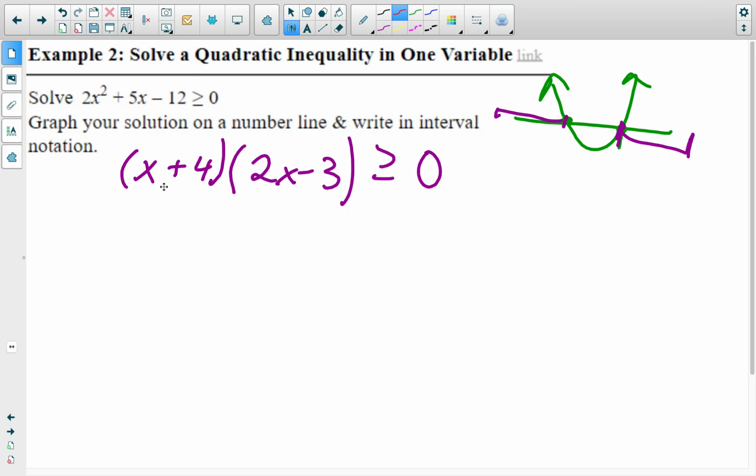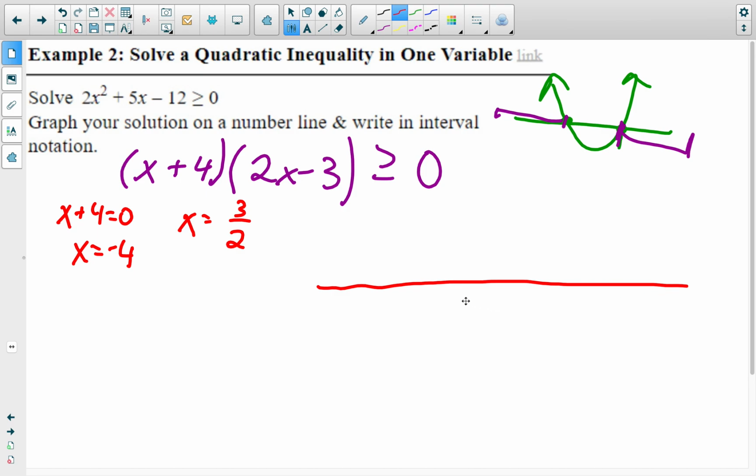So here's what we're going to do. Think about the possibilities. In order for this left side to be greater than or equal to 0, this quantity would need to be positive, and this would need to be positive. Multiply a positive times a positive to give a positive, or multiply a negative times a negative to give a positive. We're going to find our zeros. x plus 4 equals 0 means x could equal negative 4. That would make this equal to 0. We could also have x equals 3 halves, if I set this quantity equal to 0.